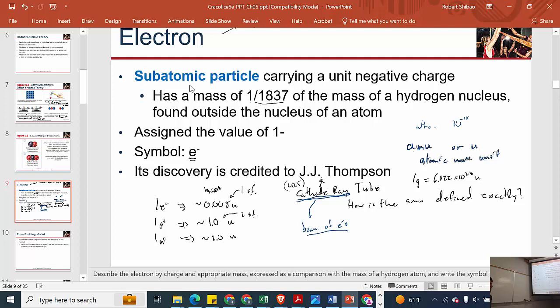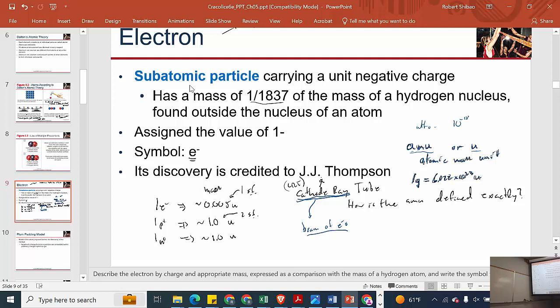In fact, we're going to use a different unit entirely. We're not going to use grams. We're going to use U. What's the relationship between grams and U? So if I look at grams, 1 gram is equal to 6.022 times 10 to the 23rd U.